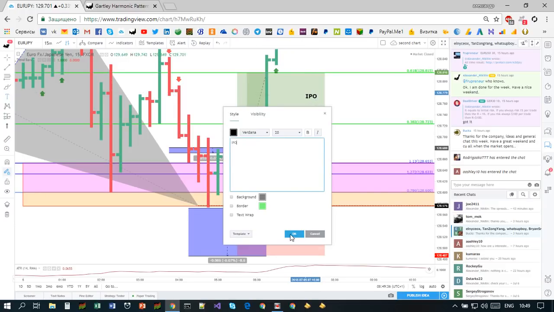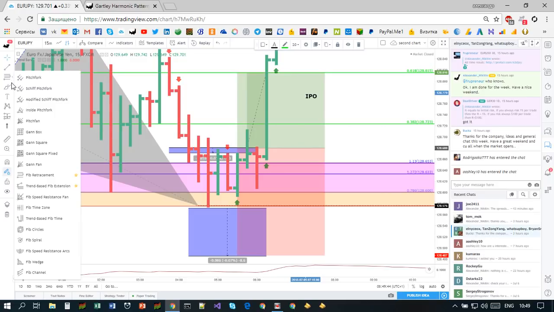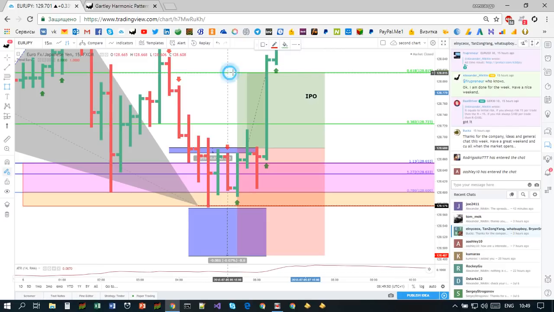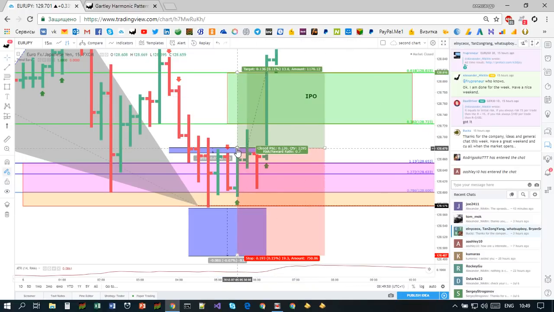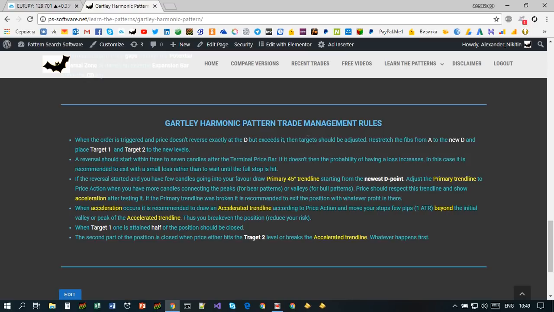IPO. Initial profit objective is the distance between the 618 and 382. So initially you aim there, but if it goes higher, then, well, you may go higher. So here's the rectangle. After you've been executed, you just wait for this to happen. After you've also been executed here, read further. Order is triggered, place your stop, target 1, target 2.